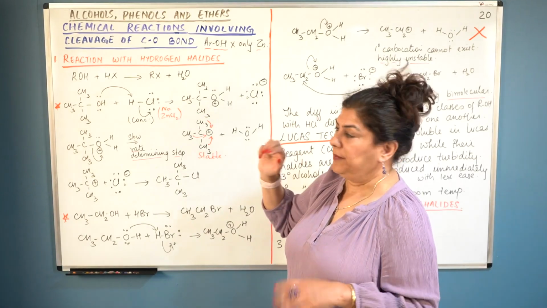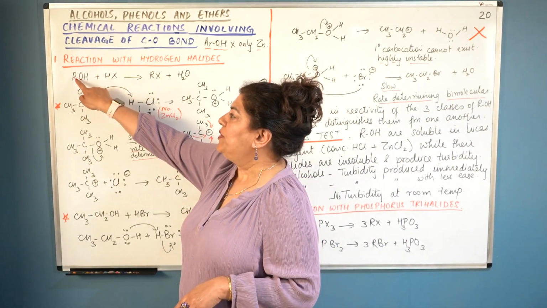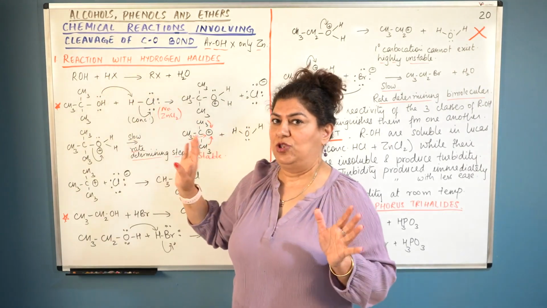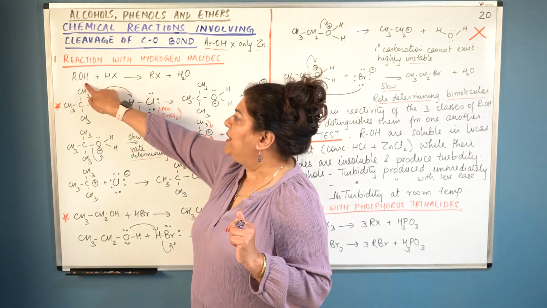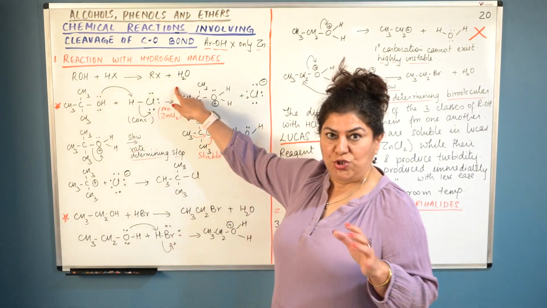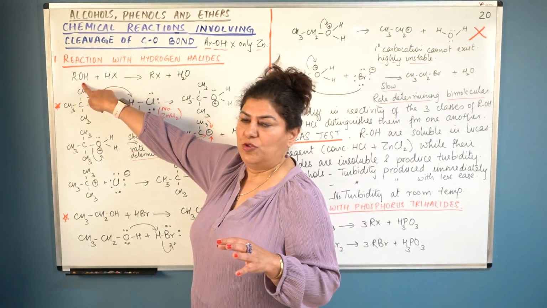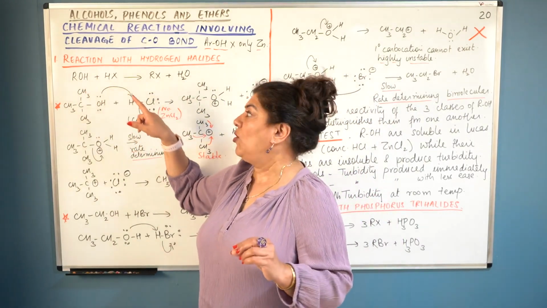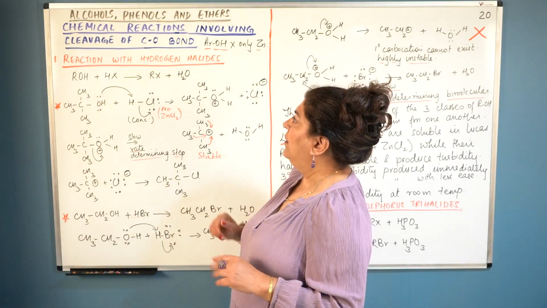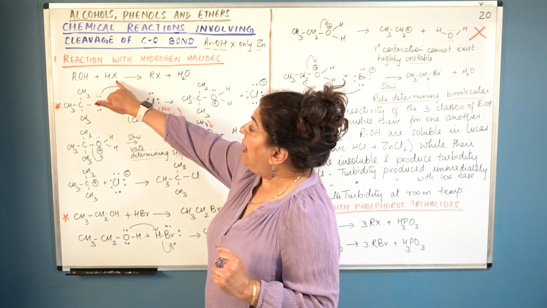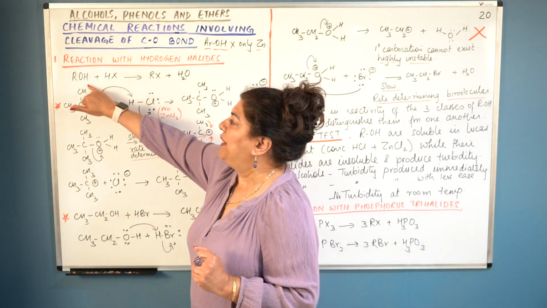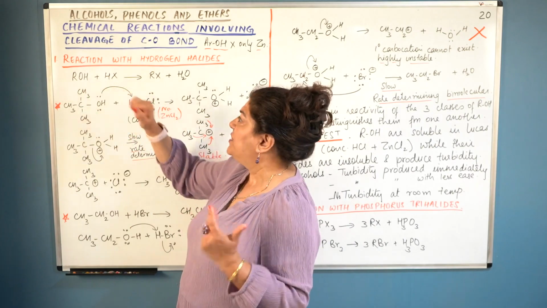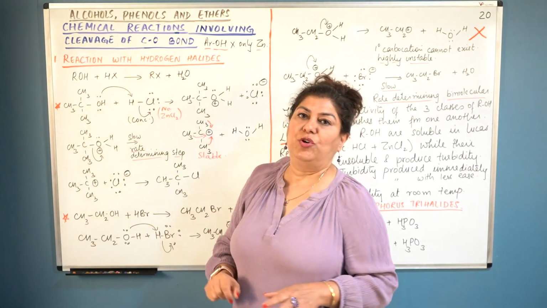So what is happening here? The bond between carbon and oxygen is breaking. The bond between hydrogen and the halogen is breaking. The OH combines with hydrogen to form water, H2O. So H2O is formed from the OH hydroxyl group of the alcohol and the hydrogen of the hydrogen halide, and the halogen takes the place of the OH group. So the bond between R and O, that is C and O, is breaking, and it results in the formation of a halide.